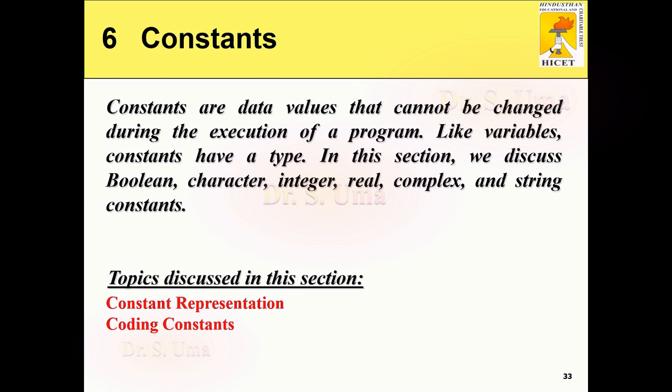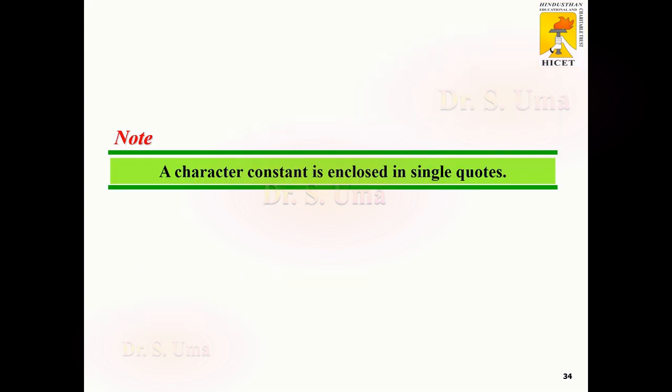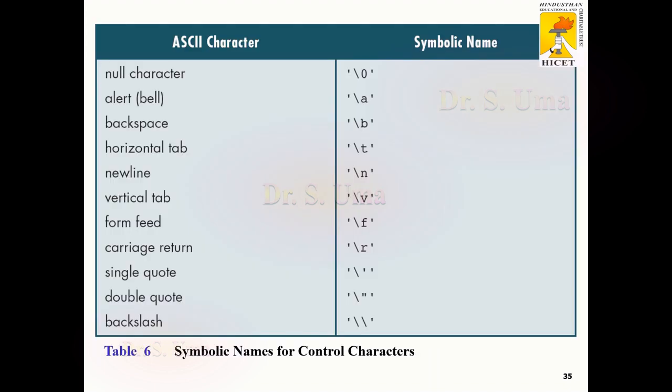Constants are data whose value will not get changed at the time of execution of the program. So let us see how a constant could be represented and how we can make use of the constants within the coding as well. A character constant is enclosed in single quote. Examples of several ASCII characters and the symbolic notation of each of these ASCII characters are given in the left hand side and right hand side respectively.